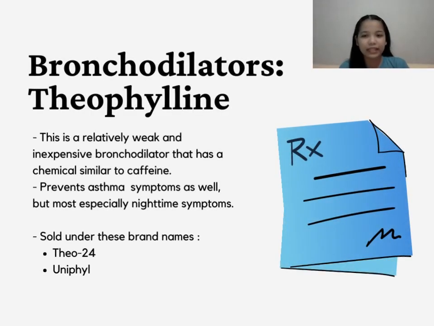Lastly, we have theophylline, which is a relatively weak and inexpensive bronchodilator that somehow acts just like coffee. It treats asthma symptoms too, but mostly those that occur during nighttime. This is sold under the brand names Theo-24 and Uniphyl.